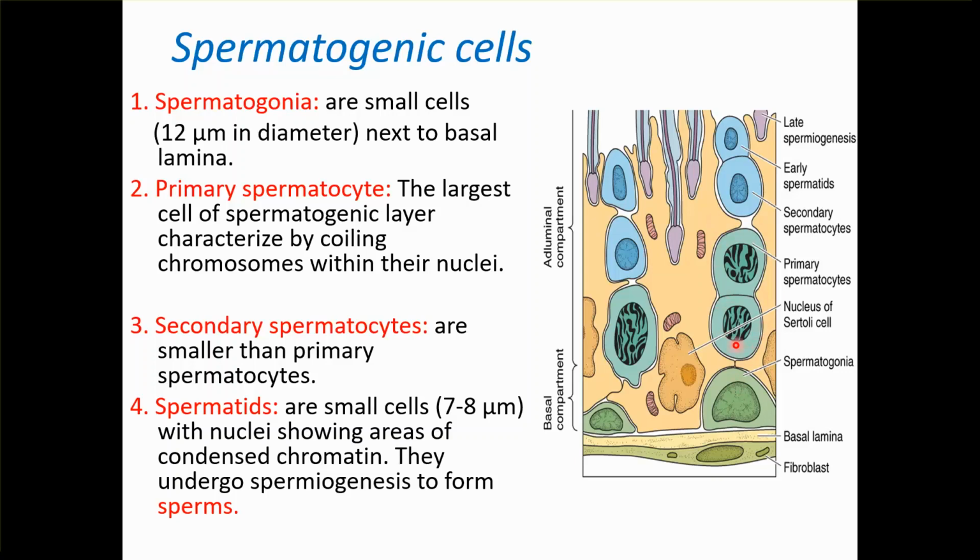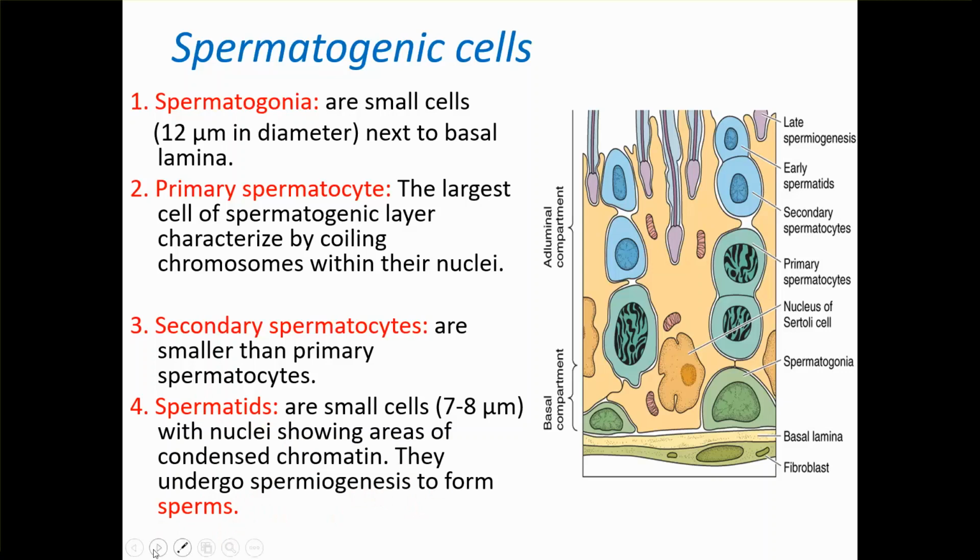They are the largest cells of the spermatogenic layer, and they are characterized by coiling of the chromosomes. So you can see chromosomes have started to coil here. Then you have the secondary spermatocyte, and their size is smaller than the primary spermatocyte. Then the spermatids. They are small cells about 7 to 8 micrometer with nuclei showing areas of condensed chromatin. They undergo spermiogenesis. The process of formation of the sperm is called spermiogenesis, in which the spermatids get converted to sperms.